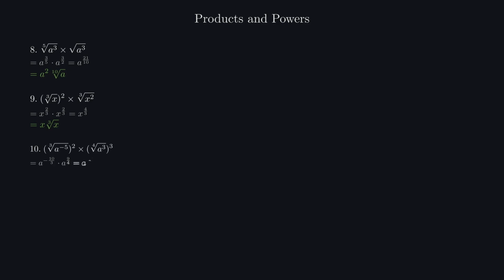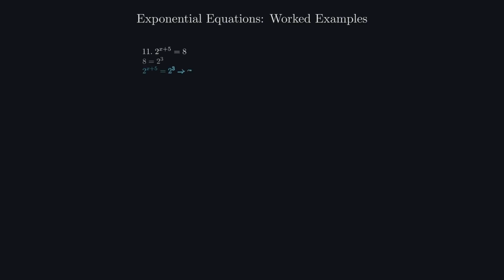Example 10, the cube root of a to the negative 5 squared times the 4th root of a cubed. That's a to the negative 10/3 times a to the 9/4, giving a to the negative 13/12, or 1 over the 12th root of a to the 13. Now let's solve exponential equations using these same tools.